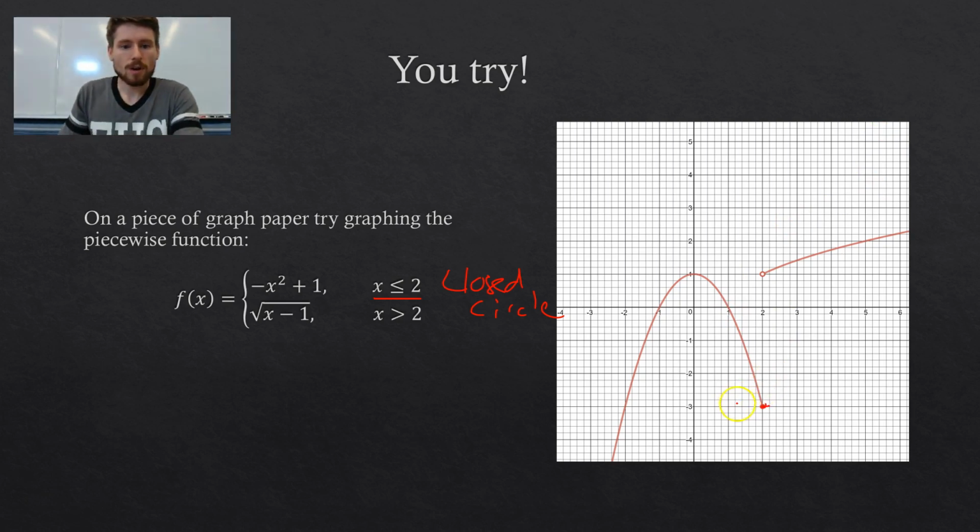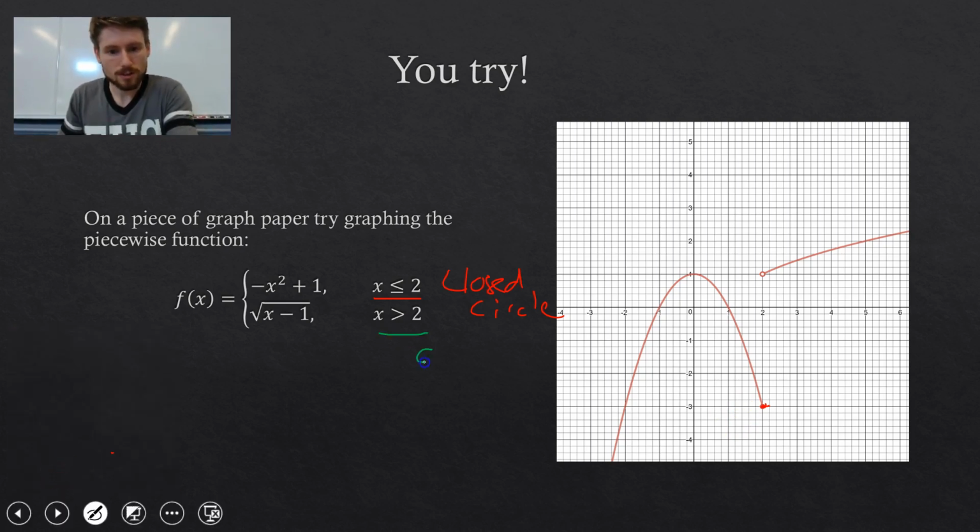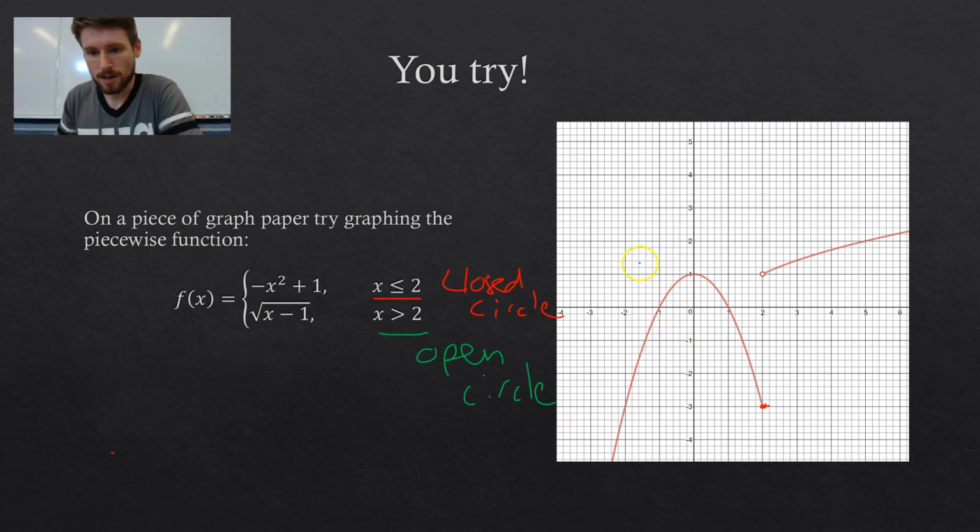Okay, and then we're going to have an open circle for the other one. So this one's an open circle, right up here. So that's what's going on up here. So there's our open circle right there. Okay, and so to find these points, you plug 2 into both of the equations.